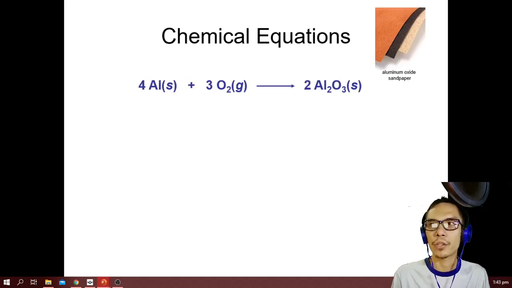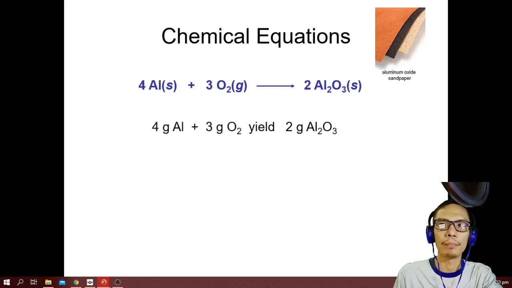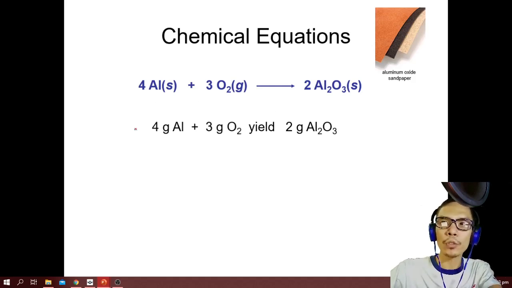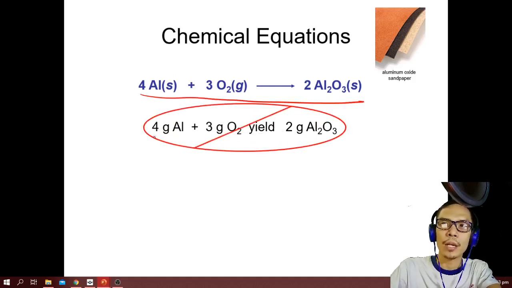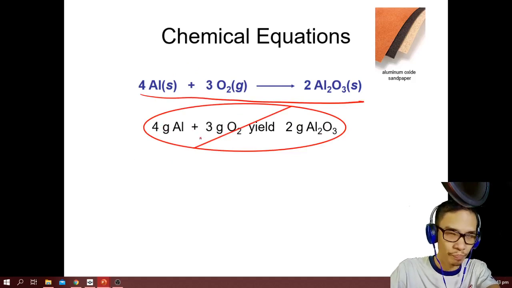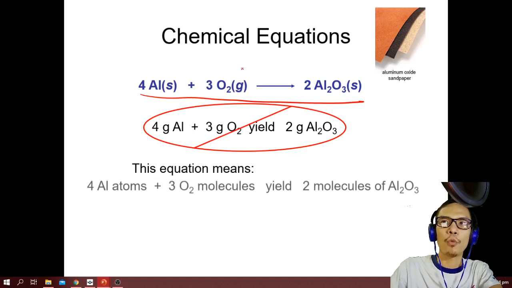Next one. So what do we have right here? As we all know, aluminum reacts with oxygen to form aluminum oxide. If you are going to interpret this, it is not interpreted as 4 grams of aluminum and 3 grams of oxygen. So you don't interpret them that way.